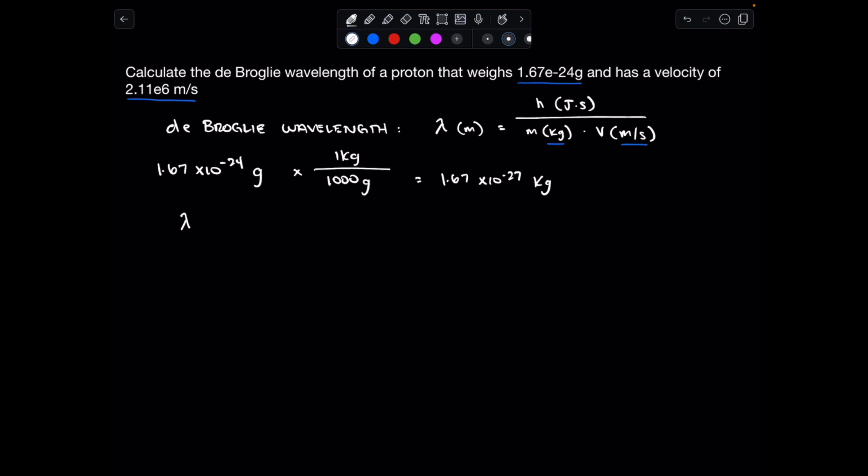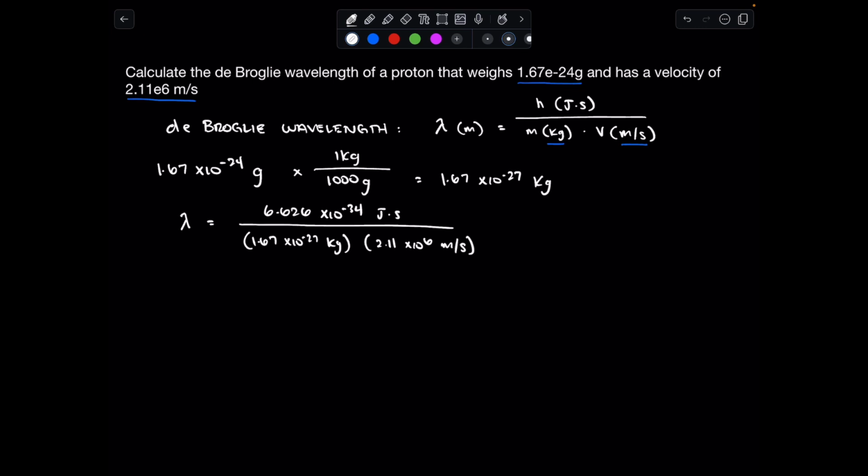So our lambda, our wavelength, is going to be right there. We're going to take our Planck's constant, which is 6.626 times 10 to the minus 34 joules times seconds. That's going to be divided by our mass in kilograms, which is 1.67 times 10 to the minus 27 kg. And that will be multiplied by our velocity, which is 2.11 times 10 to the 6 meters per second. All right, so let's go through and solve for this.